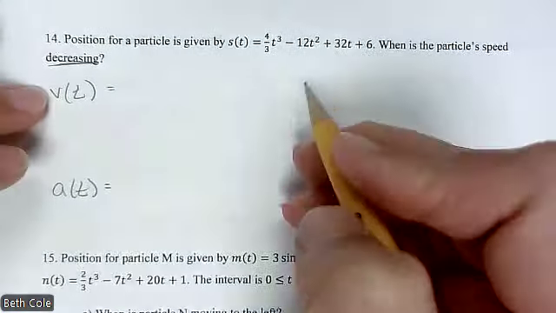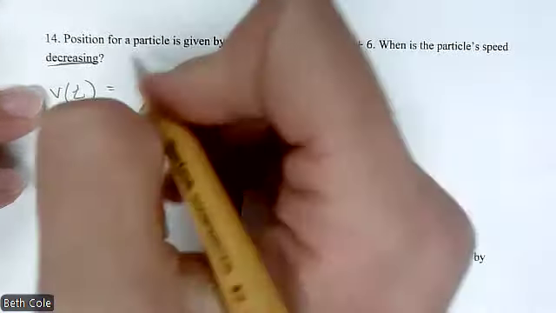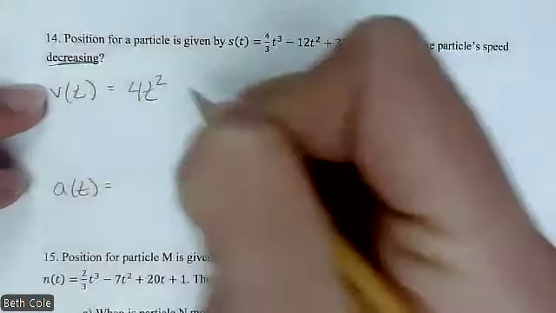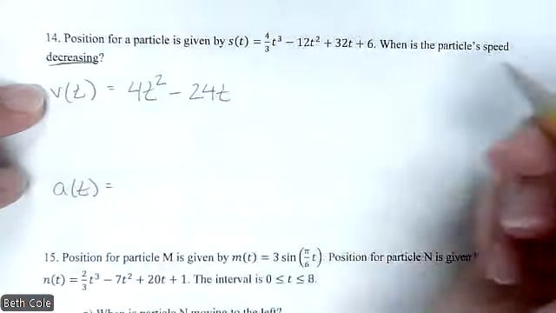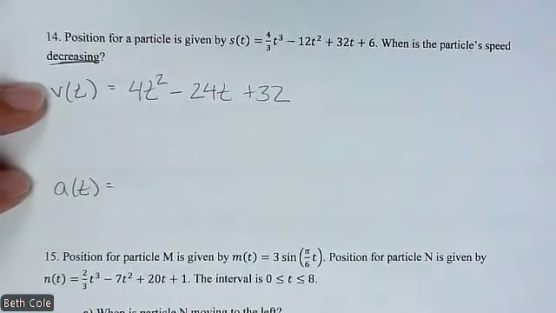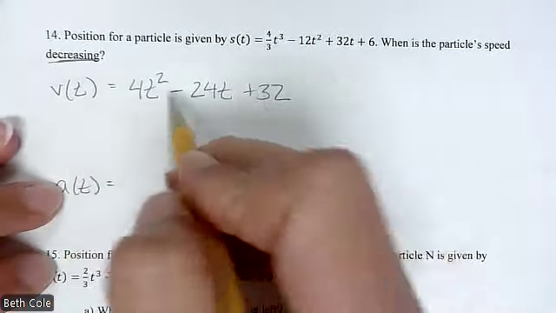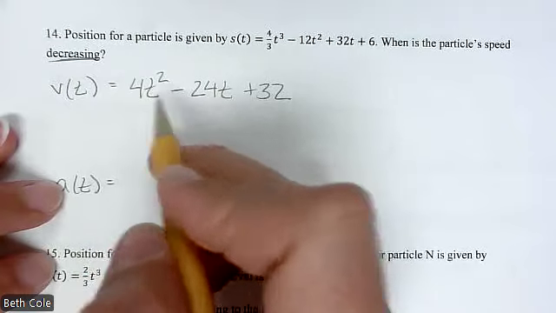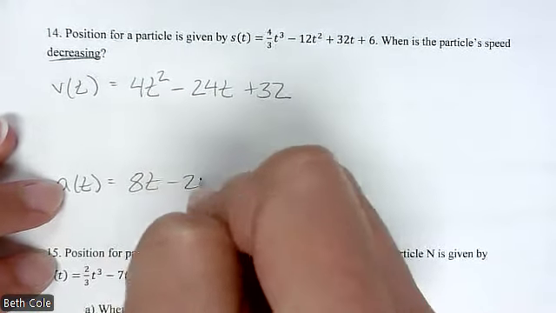So what is our velocity function? Go ahead and do your derivative. That'll be what? 4t squared, good, minus 24t plus 32. Again, just leave a little gap. We're going to have to do some algebra. Go ahead and do the second derivative. The second derivative would be 8t minus 24.